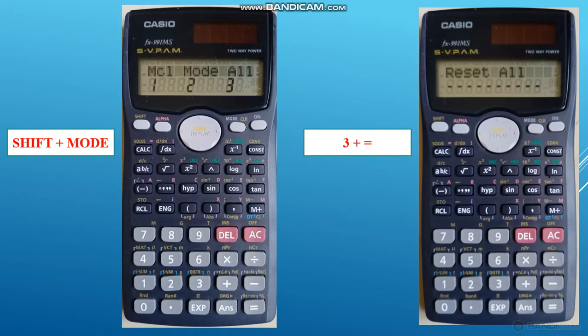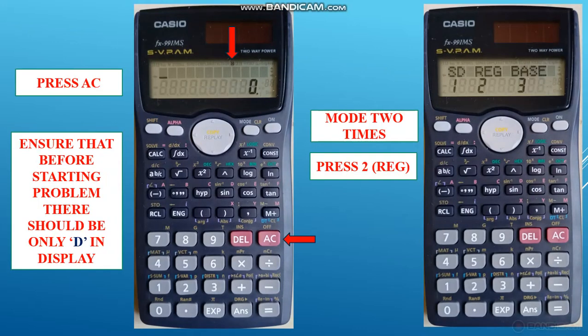Next you want to press 3 plus equal to, because you want to clear all the modes. If you press 3 plus equal to, then the screen will show reset, like that. After that you want to press AC. Ensure that before starting a problem there is only D in the display. In the display you can see there is only D.